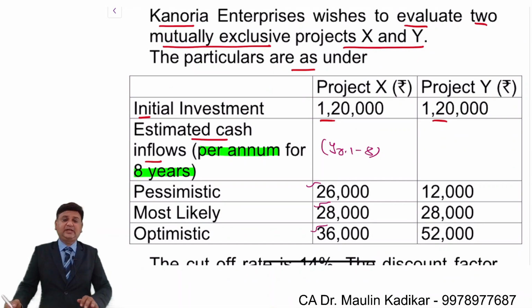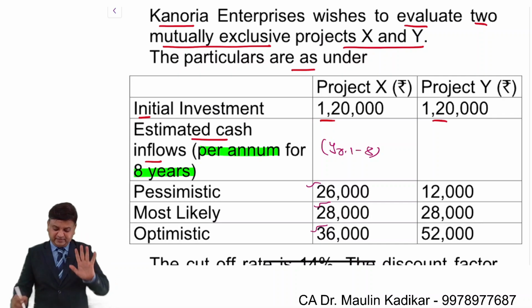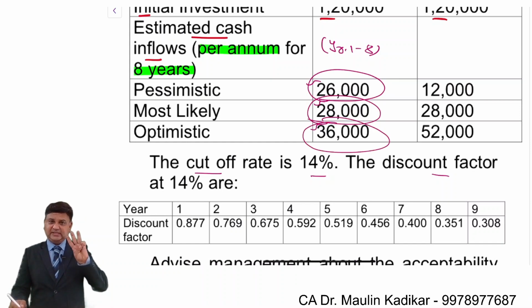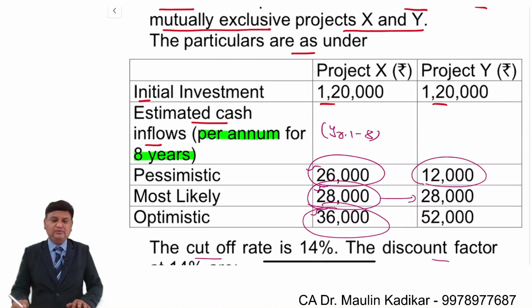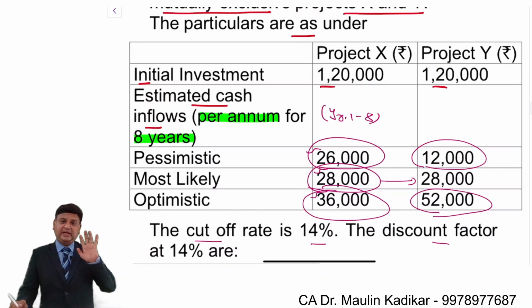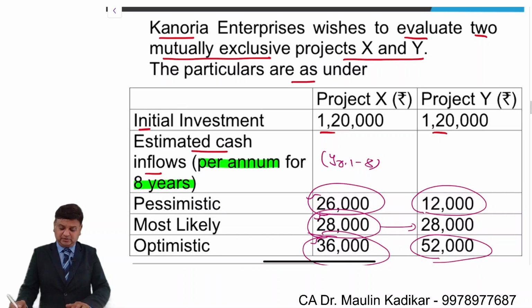So over here, friends, we are required to take a decision regarding acceptability of the project X, project Y. So we have to work out the answer like this. There are basically 5 NPVs which are required to be calculated. How 5 NPVs? Pessimistic X, most likely X, optimistic X, like that. So this is 3. Then pessimistic Y. These cash flows are the same, so we do not have to do it again. And optimistic Y. That is the way 5 NPVs will be calculated. Once we make the computation of the NPV, we will be able to reach some conclusion.